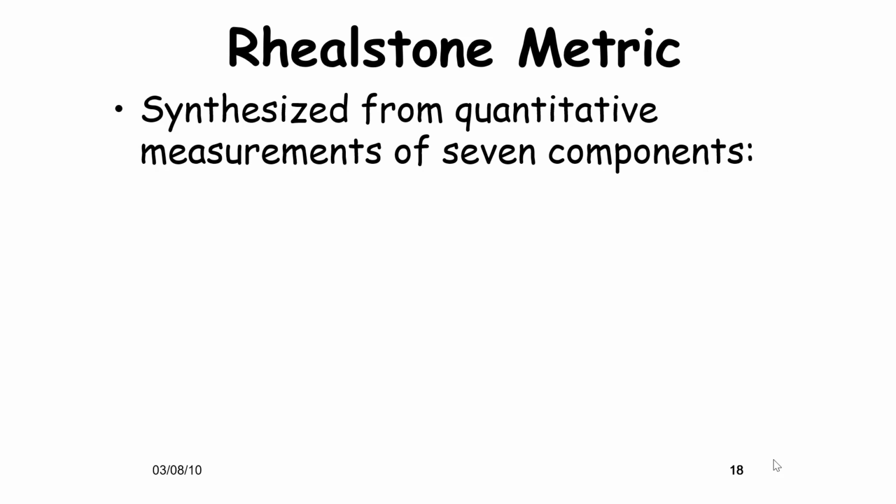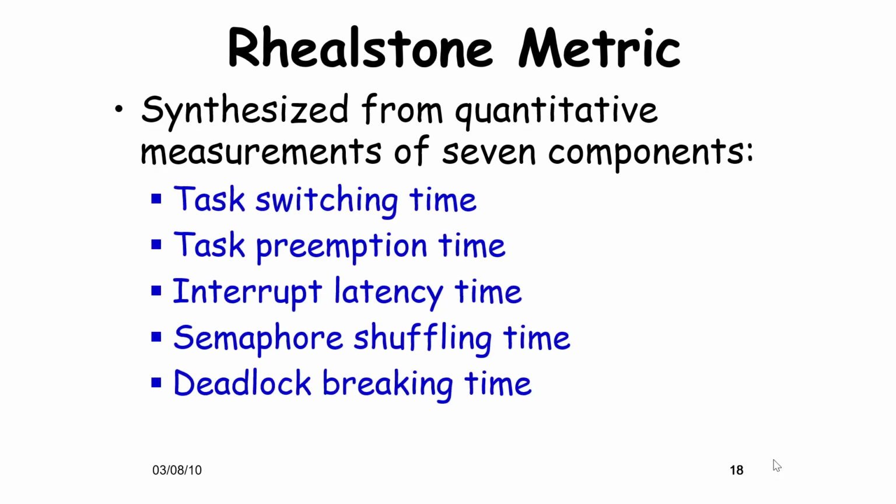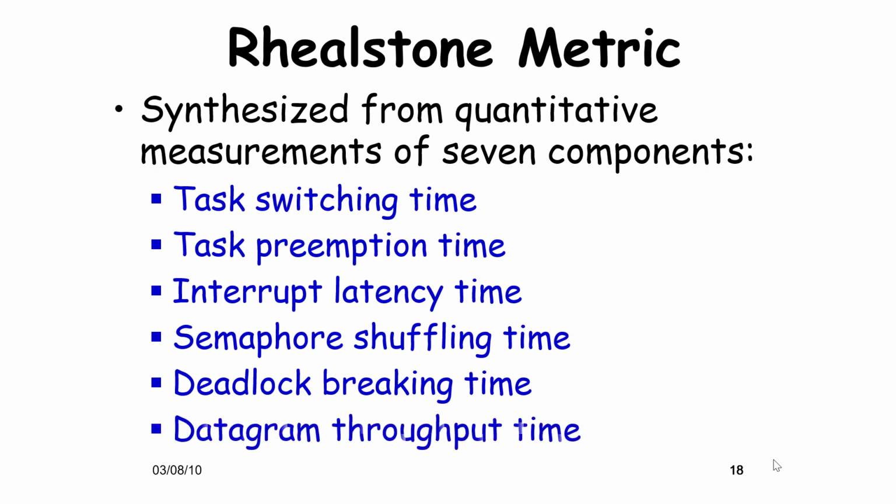So let's look at our first metric, which is the Rhealstone metric, which is synthesized from the quantitative measurements of 7 components. I'll quickly list the 7 components. So the components are the task switching time. This is important. How much time elapses from one task switching to the other? The task preemption time, interrupt latency time, the semaphore shuffling time, right?